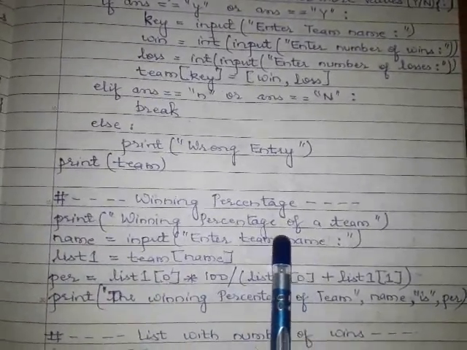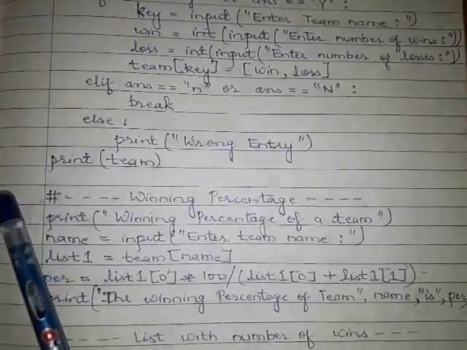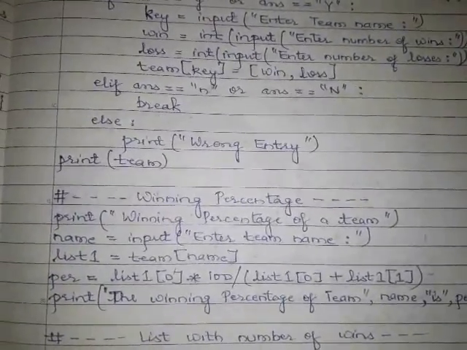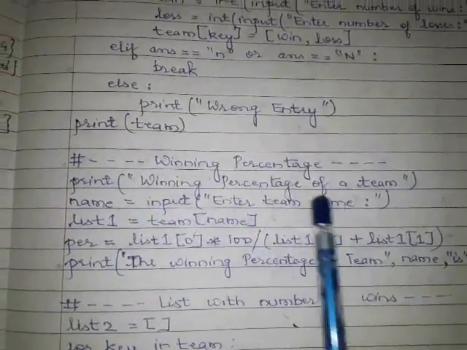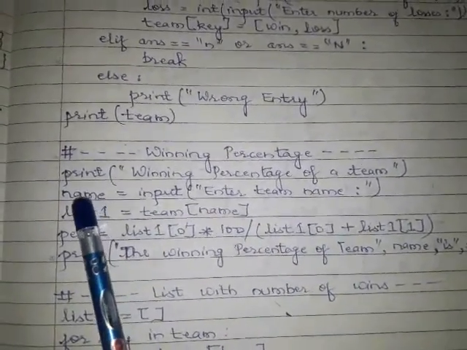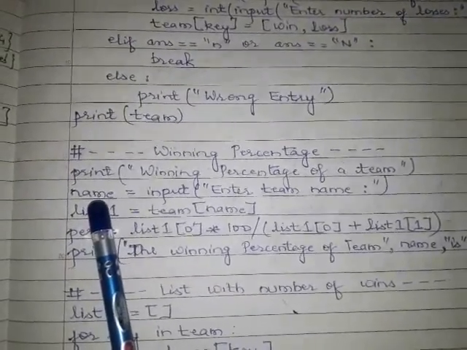You have to give the name as it is, as you have entered it in the dictionary. Whether it is in small letters or capital letters, you have to use it as it is. So you have to enter the team name through the user. The name is the key value from the dictionary. It will be as it is, as you have given in the dictionary.